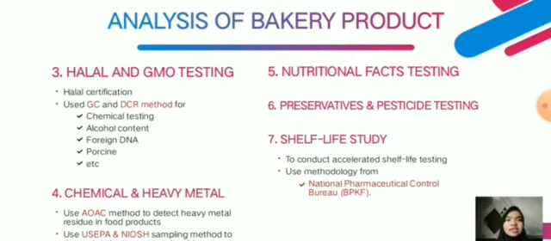Okay, halal and GMO testing. Use GC and PCR methods for chemical testing: alcohol content, foreign DNA, porcine, and etc. Another analysis of bakery product is chemical and heavy metal testing, which uses the AOAC method to detect heavy metal residue in food products. And the next is nutritional fact testing, preservative and pesticide testing, and lastly, shelf life study. The shelf life study uses the methodology from the National Pharmaceutical Regulatory Agency, which is BPFK.